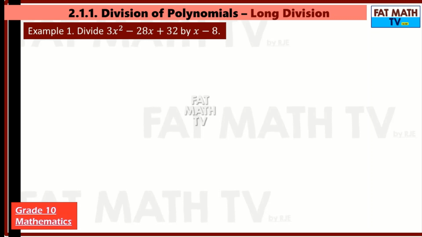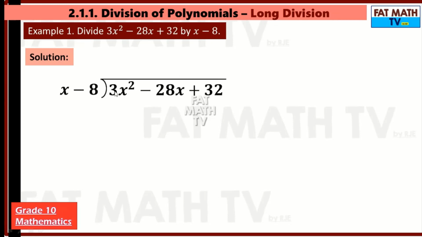So let us have our first example. Divide 3x squared minus 28x plus 32 by x minus 8. So in dividing polynomials, we follow the division algorithm, the way we divide whole numbers. So first, divide the first term by the first term here. If we are dividing monomials, we just divide the coefficients and then subtract the exponents. So 3x squared divided by x, that is 3x.